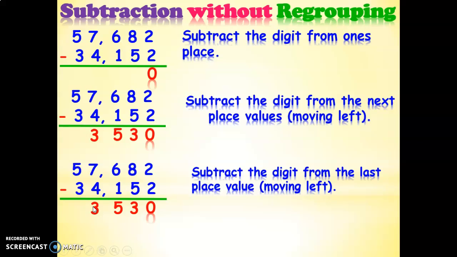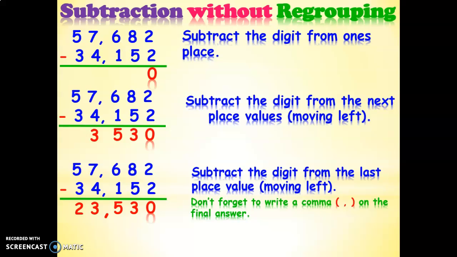Now the last place value is 10,000s place. You have 5 minus 3 equals 2. And also, don't forget to write a comma on the final answer. Now whenever you have to write the comma, it should be after 3 digits. So digits of ones, tens, hundreds, comma, thousands, and now 10,000s.